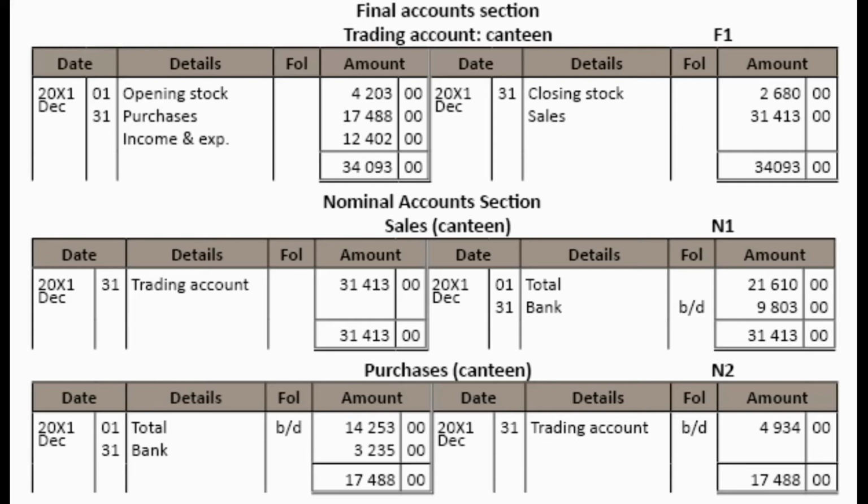All right. And then with sales, the total for sales was 31,413. So what's the double entry? Debit sales to close it off to the trading account, and then credit trading account with sales 31,413. Okay, and then the difference between the two sides, the credit side will be bigger. With the credit side, the total is 34,093. If you deduct the opening stock and purchases, you get the difference that you're going to transfer as a surplus to your income and expenditure account, and that amount is 12,402.